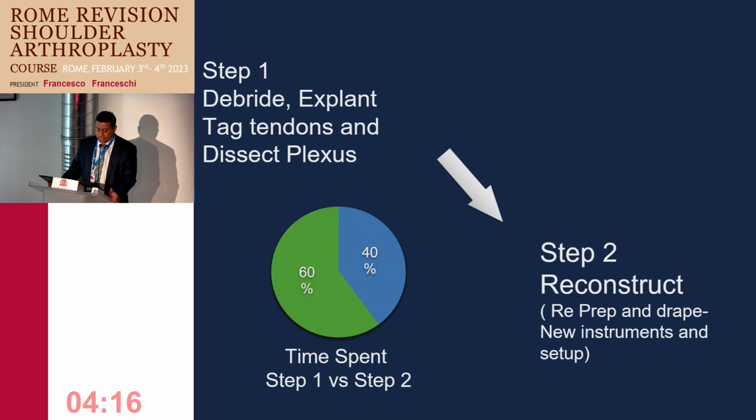I debride, I explant, I tag the tendons and I dissect the plexus. And this takes 60% of the time. And in step 2, I come back, we re-prep, re-drape. I have a new team of scrub and scout nurses. We have new instruments and a new setup, and we do the operation.